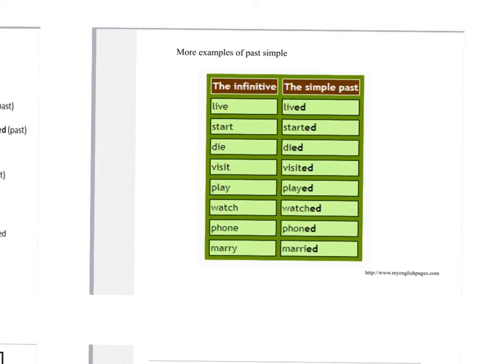Here we've got more examples of past simple verbs. Like live, lived, start, started, die, died, visit, visited, play, played, watch, watched, phone, phoned, marry, married.